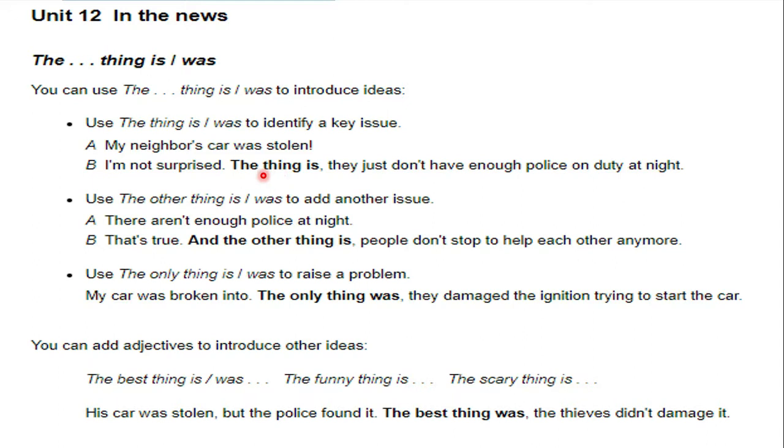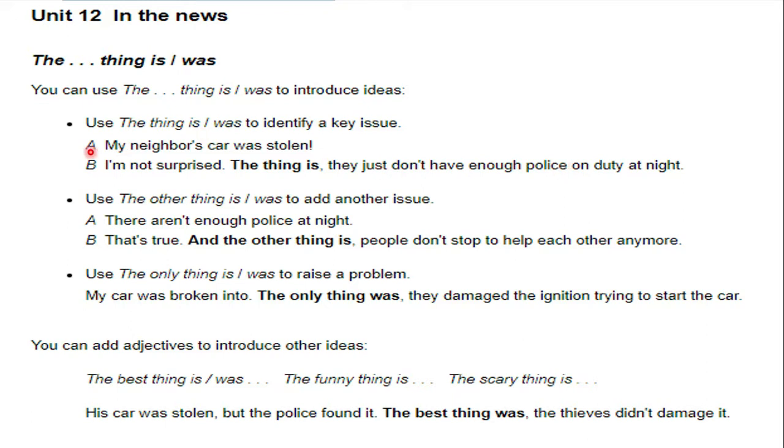Yeah? So this person is introducing or identifying a key issue. O sea, está hablando de un problema clave. ¿Ya? Está diciendo que obviamente el carro fue robado porque no hay suficientes policías en la noche haciendo patrullaje.